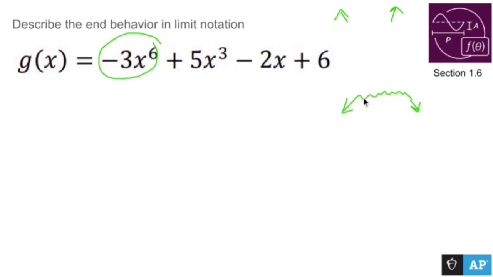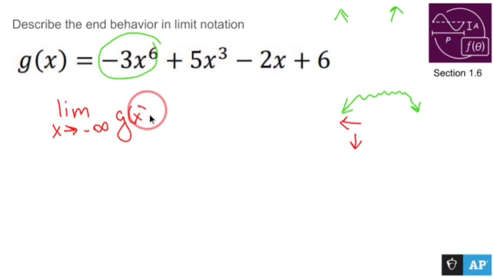So the way we write out the left side of the end behavior is, as we move to the left, this is going downward. So another way of saying move to the left in limit notation is the limit as x approaches negative infinity. Now we're talking about g of x, so I'll say of g of x. Since we are going downward as x moves to the left, my limit as x approaches negative infinity of g of x is also negative infinity, because we're going down.